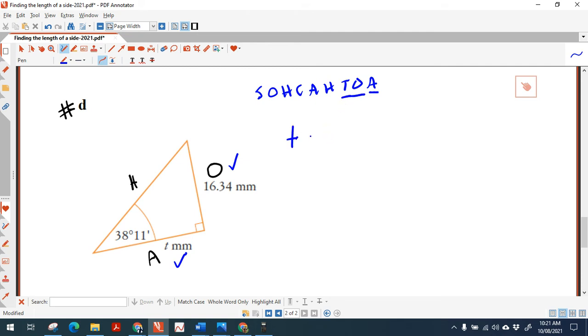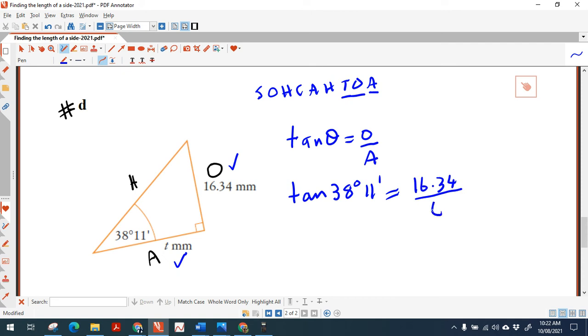So let's write down the tan equation. Tan theta equals opposite divided by adjacent. Now replace all the pronumerals. The angle theta is 38 degrees, 11 minutes. 38 degrees, 11 minutes equals opposite side. Opposite side is 16.34. And then the adjacent side is t.